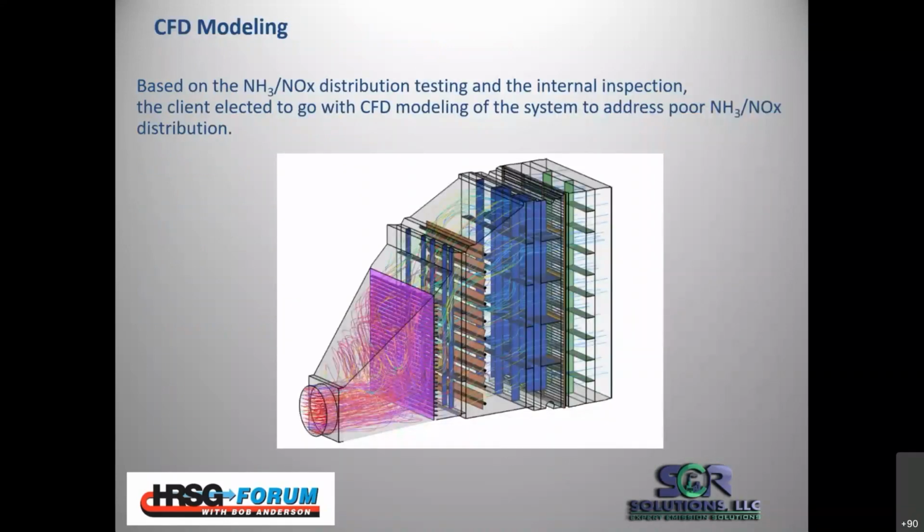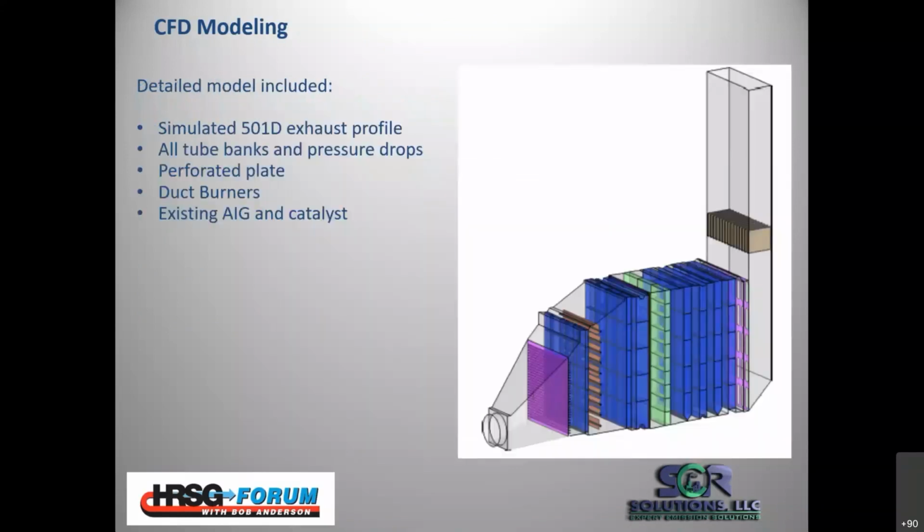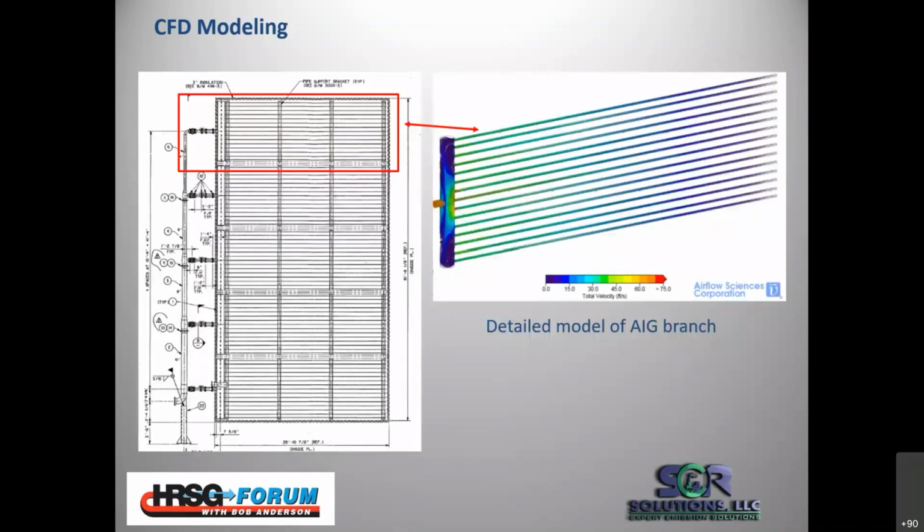Based on that, kind of the same thing as we saw with the other project, we couldn't tune it. They only had 5 control zones anyway, so it was virtually impossible to make any sort of adjustments to make these problems go away. So we did CFD modeling, and we went all the way back to the turbine. We got the exhaust profile. We modeled all the tubes, the duct burners. We didn't really model the firing case because it really wasn't so much an issue, but we modeled the geometry of what the duct burners would do to the gas flow distribution. And of course, the existing AIG and catalyst.